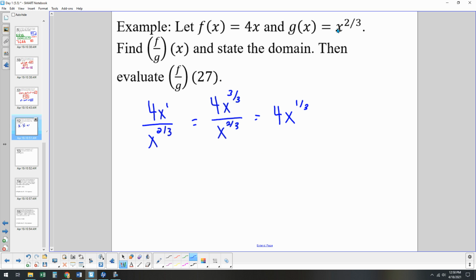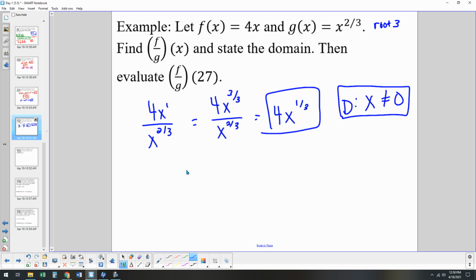So now, looking at both of the original functions, 4x, all real numbers, is my domain, and x to the 2/3, my root was 3. And I'm allowed to put negatives in a root of 3, so that's fine. That would have been all real numbers as well. But now that it's division, I know I can't have the bottom equal 0. So what would make the bottom 0 would be x equals 0. So my domain is that x cannot equal 0.